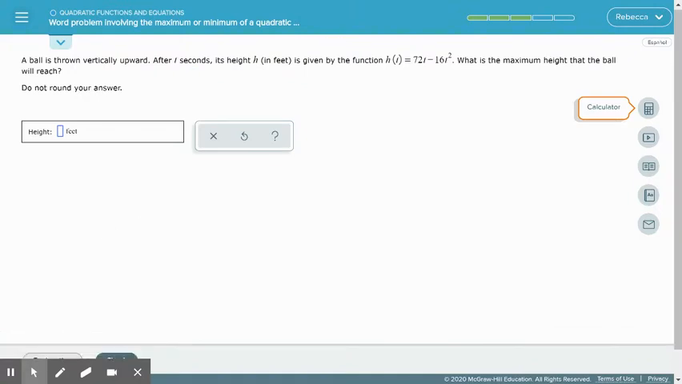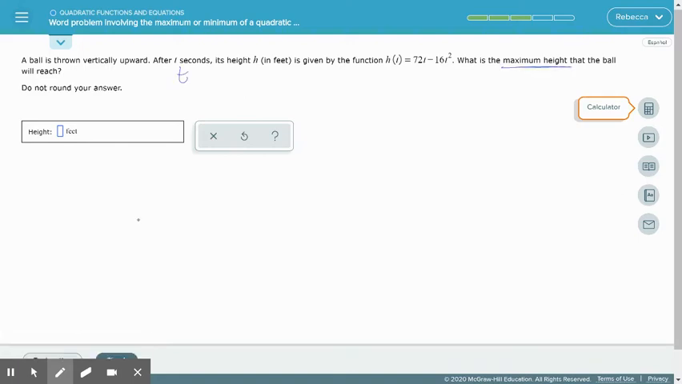So another problem here, a ball is thrown vertically upward. After t seconds, its height in feet is given by the function h of t equals 72t minus 16t squared. What's the maximum height the ball will reach? So the maximum height is what we're going to be interested in.